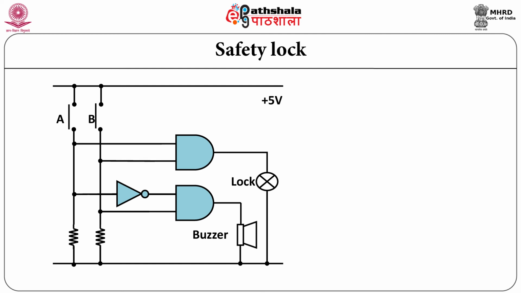Switches are used as inputs to the logic gates. First AND gate drives the solenoid based lock. Switch A corresponds to banker's key and switch B corresponds to customer's key. To open the lock, the solenoid must be activated. To open the lock, both the keys must be inserted, that is, switch A and switch B must be pressed simultaneously. If B is pressed before A, then the buzzer will be turned on to generate the sound.